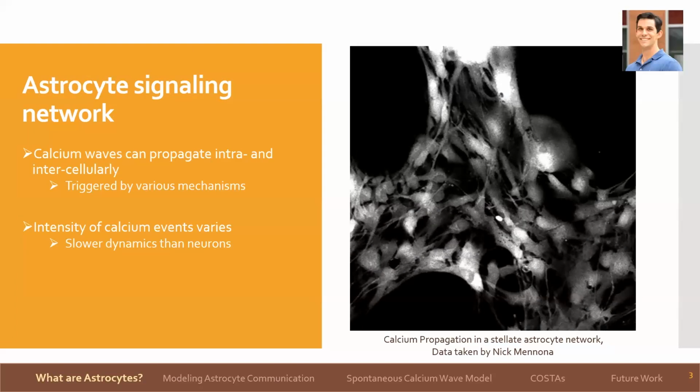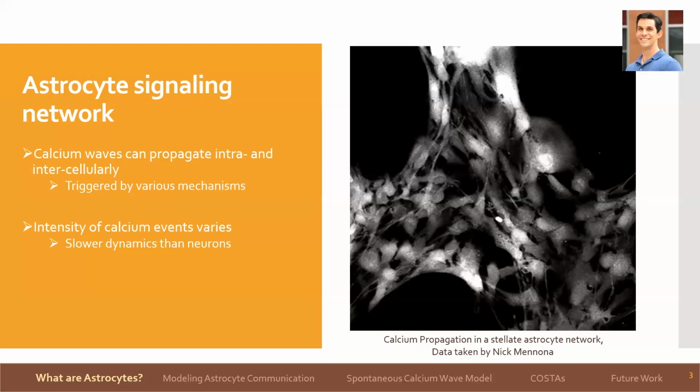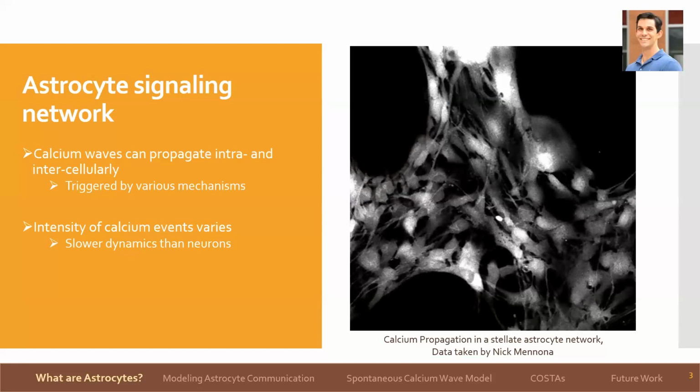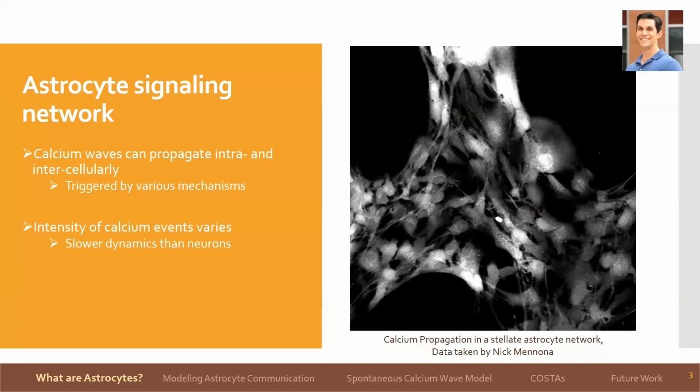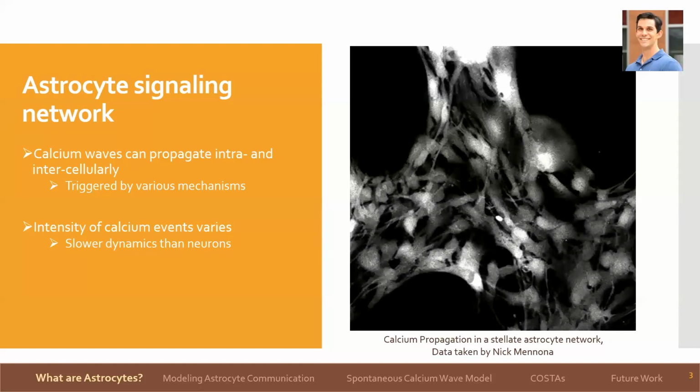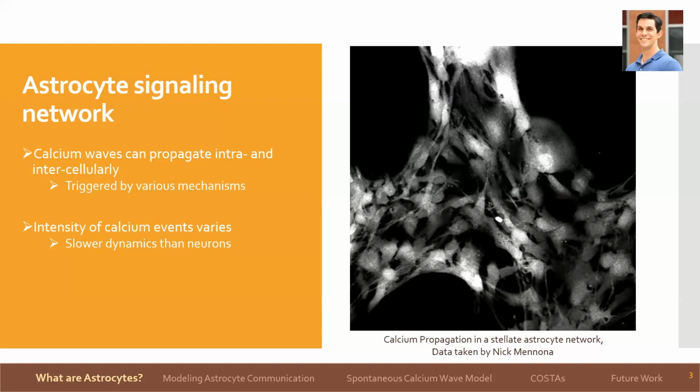Okay, so since we have this communication, we have a network. So essentially, calcium waves can propagate intracellularly, which is in one cell body, or intercellularly between two different cell bodies or several cell bodies. And they're triggered by various mechanisms. So we have various outputs and inputs coexisting. The intensity of calcium events can vary, and they're slower dynamics than neurons. That's, again, something that's very important.